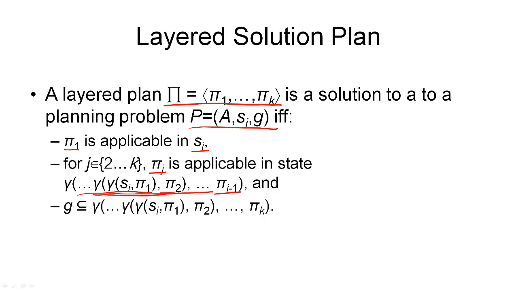And the third and final condition is simply, if we look at the state that we get from applying all those sets of actions in sequence, so starting from pi 1, then pi 2, and so on until we get to the last set, pi k, we get a state, and in this state, all the goal propositions must be in this state. So that is what a layered solution plan is, and that's the kind of plan we'll be looking for in our planning graph.